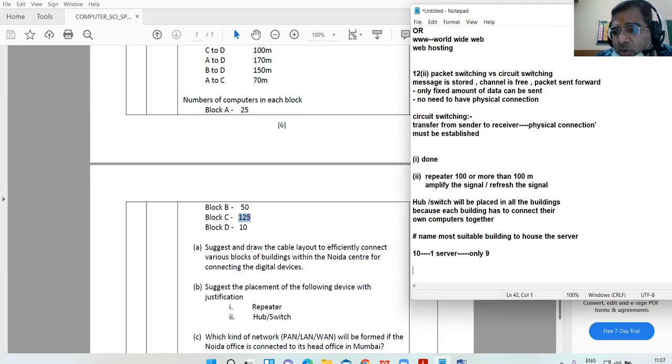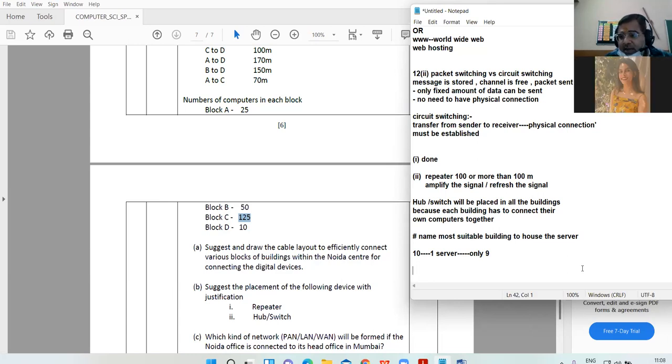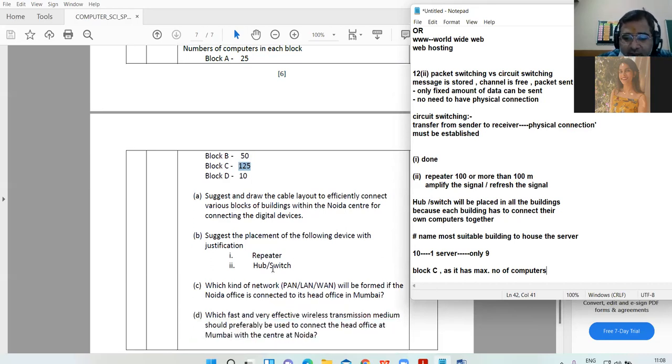So obviously the building which has maximum number of computers. Now I think answer is clear to you. Which building, which block will be used to house the server? Anyone? Yes, Tanisha, आप बताइए, अनम्यूट करो खुद को. ब्लॉक सी. ब्लॉक सी विल बी यूज्ड बिकॉज इट हैज maximum number of computers. Okay, got it? So be careful with these three questions. They are sure shot questions. Cable layout, repeater hub switch, and where to house the server. Then next question.